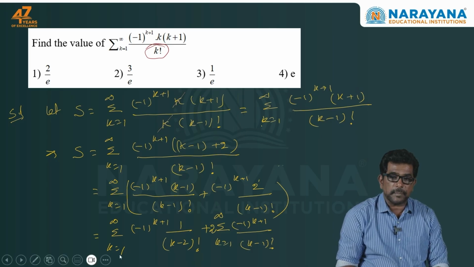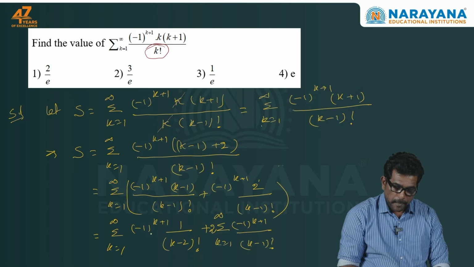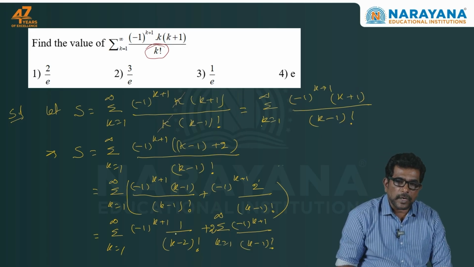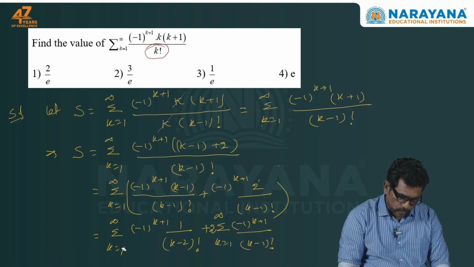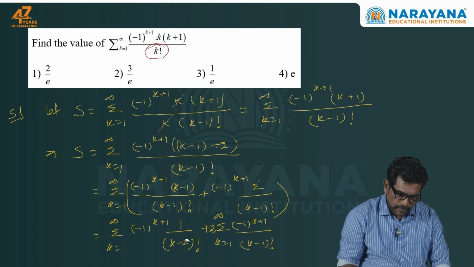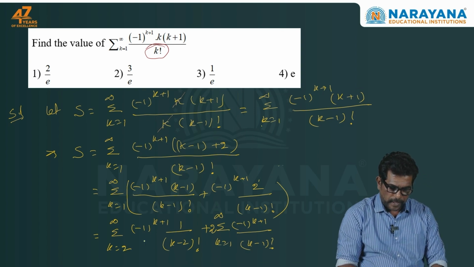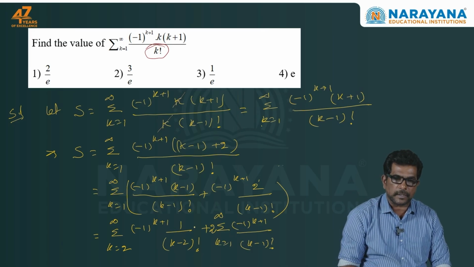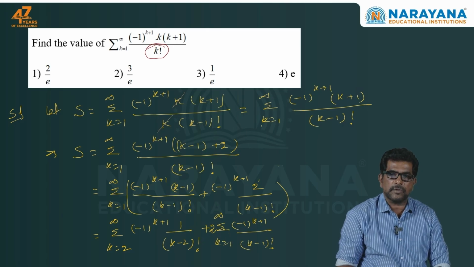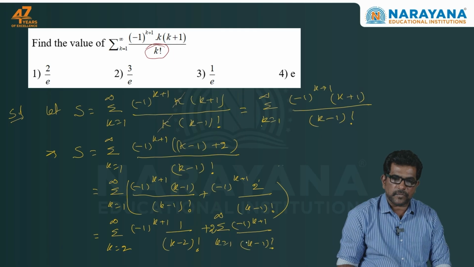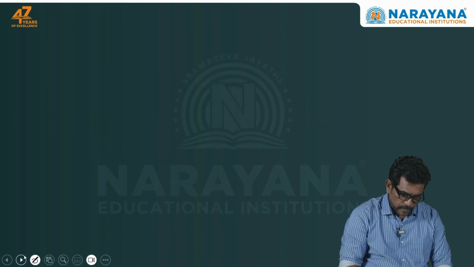The first one is summation k is equal to 1 to infinity (minus 1) to the power of k plus 1 upon (k minus 2) factorial. Now the factorial is defined for non-negative integers. That's why here k is ranging from 2 to infinity, we are going to rewrite the k values from 2 to infinity: (minus 1) whole to the power of k plus 1 upon (k minus 2) factorial, plus 2 times summation k is equal to 1 to infinity (minus 1) whole to the power of k plus 1 upon (k minus 1) factorial. Separately I am going to write this one.